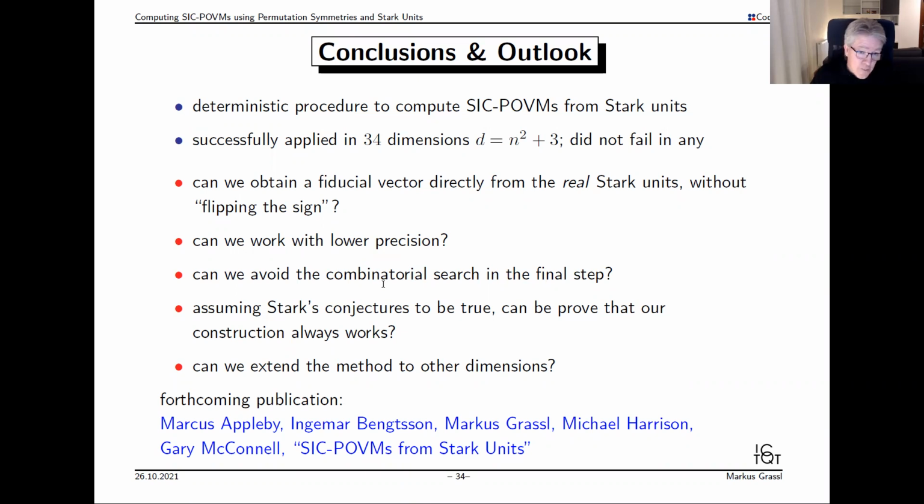And then, of course, the big question is, even if we assume that Stark's conjectures were true, how do we prove that our method works? We have some ideas, but unfortunately, personally, I still feel very far from proving that. And since the method applies to dimensions n squared plus 3 only, that would still qualify, if we are able to prove it in all of them, or just in the prime dimensions, to get the prize money.